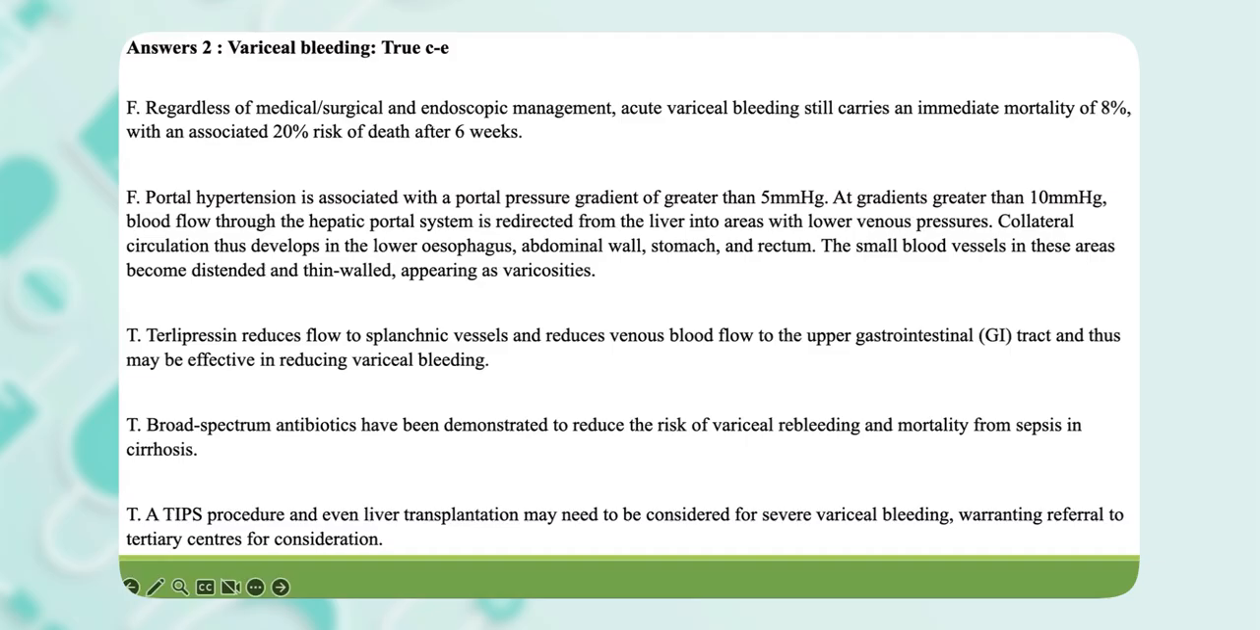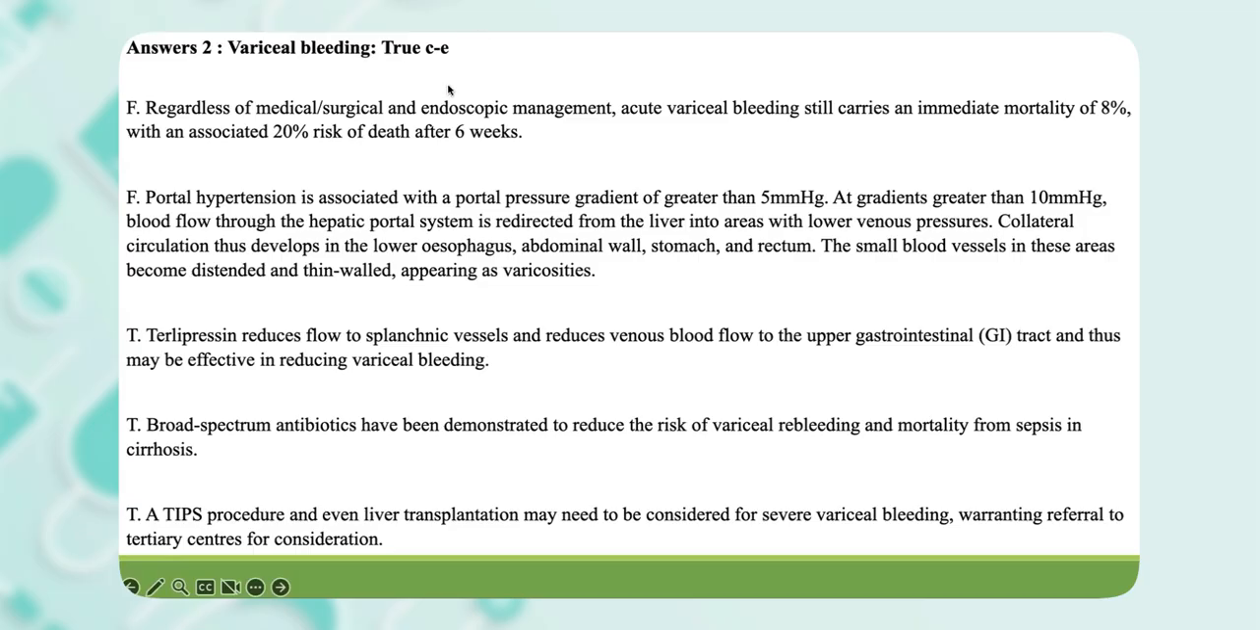So, what is the commonest cause of variceal bleeding? Anyone? Upper GI and lower GI are demarcated by the ligament of Treitz. If the bleeding is above it, then it is an upper GI bleed, meaning it is from the esophagus, stomach, or part of the duodenum. So, what is the commonest cause of upper GI bleeding?